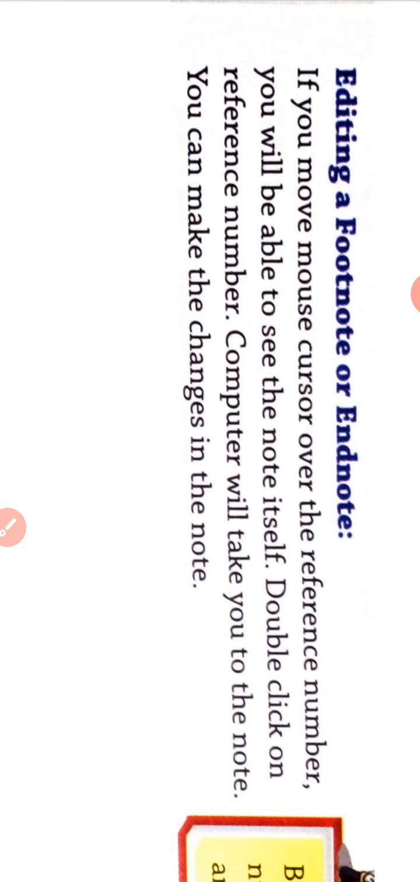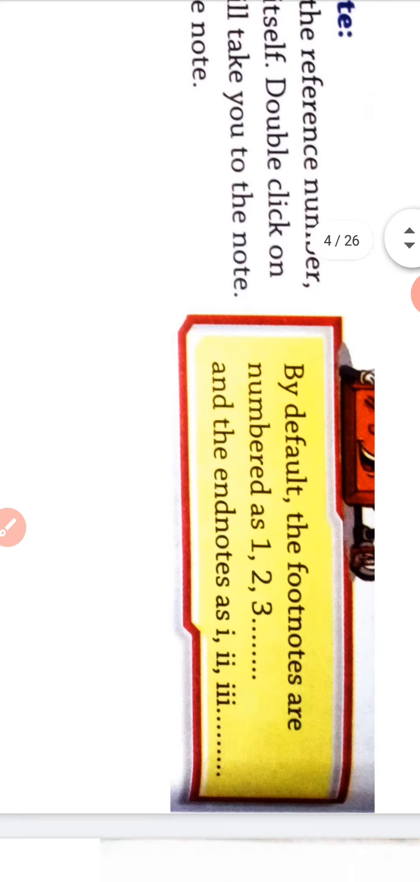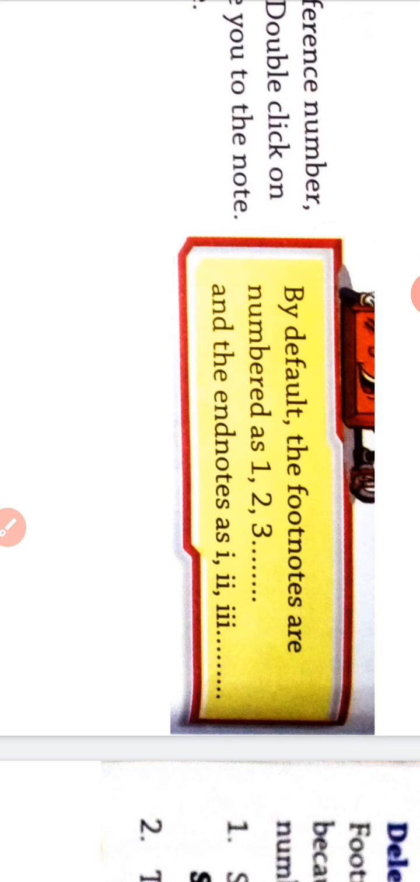Editing a footnote or endnote. If you move mouse cursor over the reference number, you will be able to see the notes itself. Double click on the reference number. Computer will take you to the note. You can make the changes in the note. By default, the footnotes are numbered as 1, 2, 3, etc. And the endnotes are denoted by Roman numerals i, ii, iii, etc.